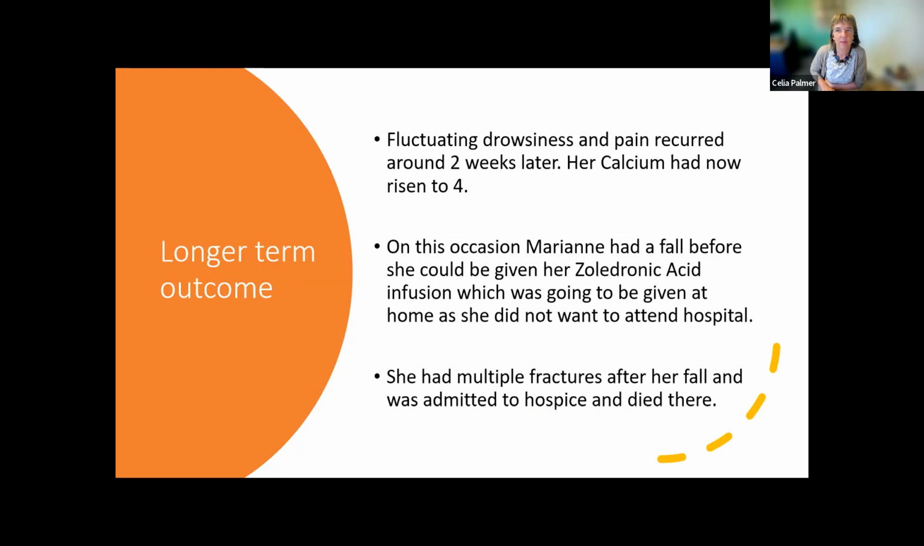And she was a mother of young kids, with her mother around as well. It's a really hard conversation to have with people, and for people to understand that this might be a life-limiting event. So once we found that her calcium had risen, we had planned to give zoledronic acid in the home, because we've started giving it in the home if people don't want to go into hospital. So we can provide that as an option. But unfortunately, before we could do that, she had a fall and ended up getting admitted to hospital and dying there.